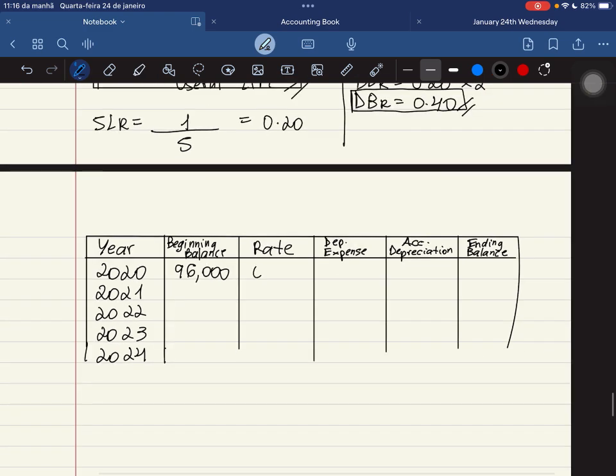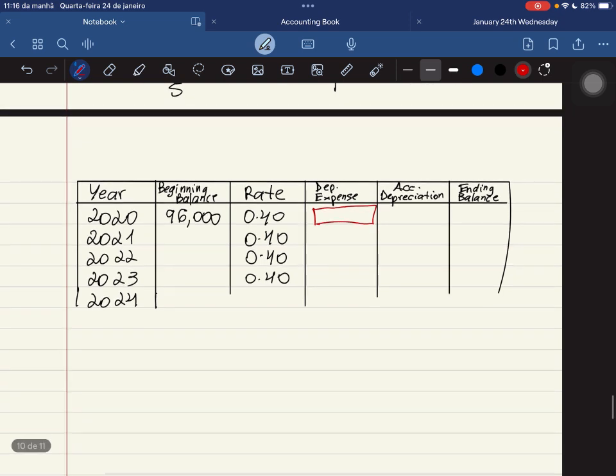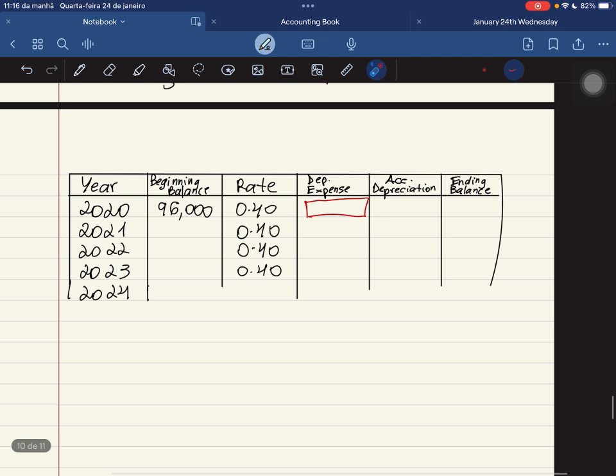The rate is going to be the same for all of the years, so I'm just going to go ahead and write the rate for all of them. Okay, so depreciation expense is just the beginning balance times the rate. Over here, in theory, you would put 38,400. But again, we have to be careful with the year 2020. Why is that? Because it was not a full year depreciation. We only had 3 months that have passed, right?